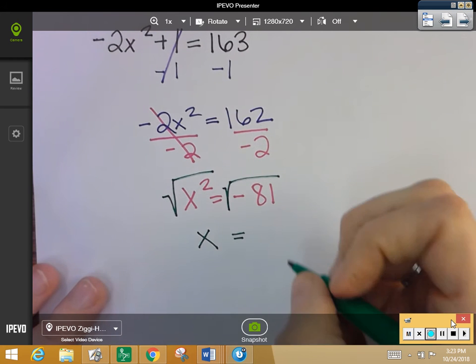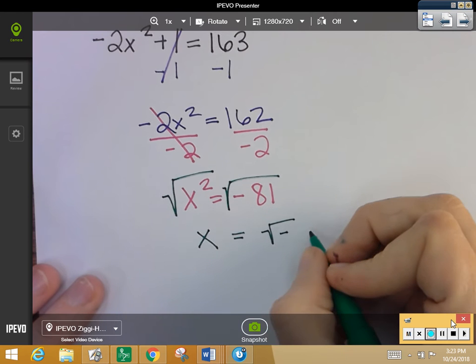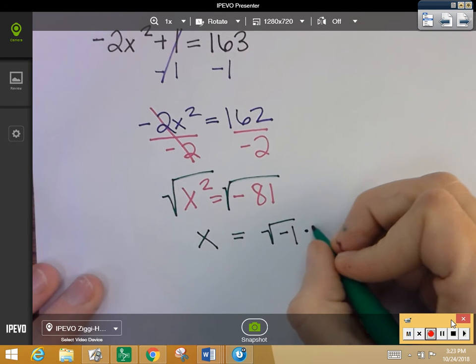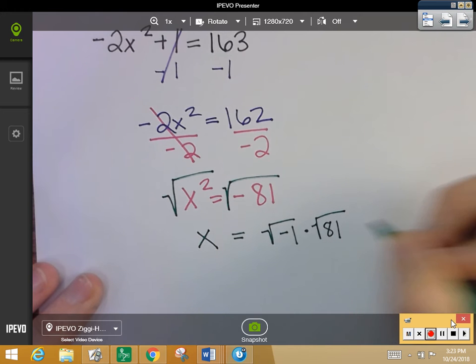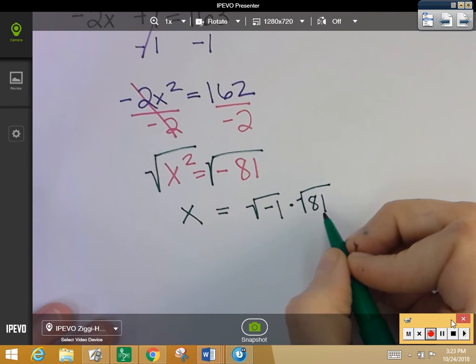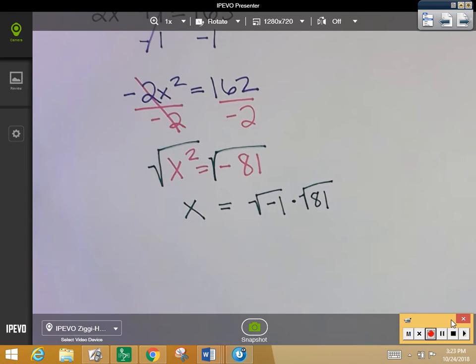So what I'm going to do is separate out the negative 1 from the 81. So here this is the square root of negative 1 times the square root of 81. I haven't changed the value, because negative 1 times 81 is negative 81. But this puts me in a situation where I can solve this and get an imaginary solution.